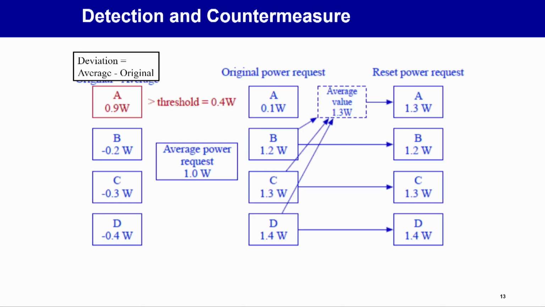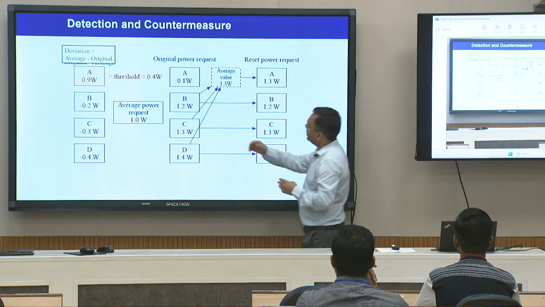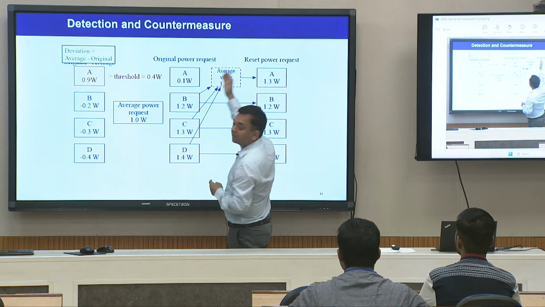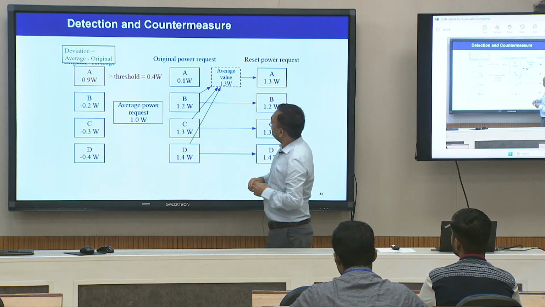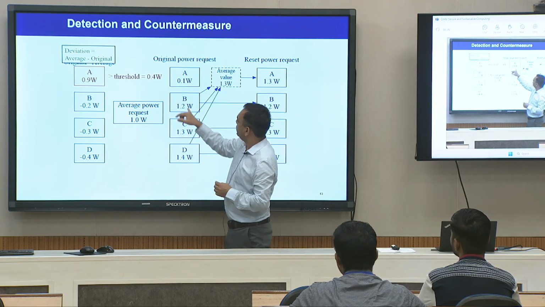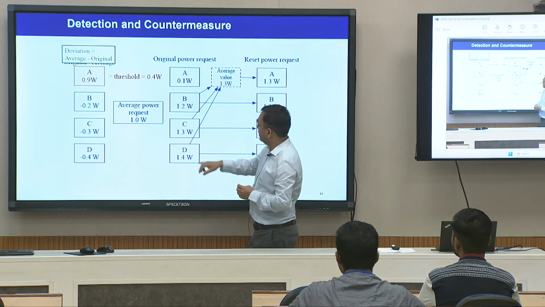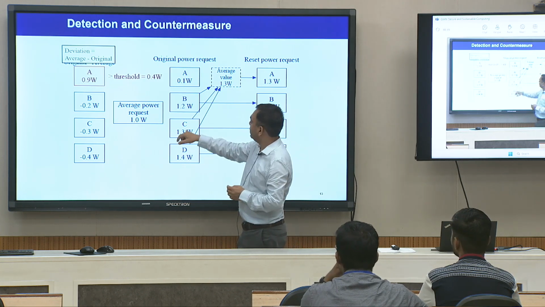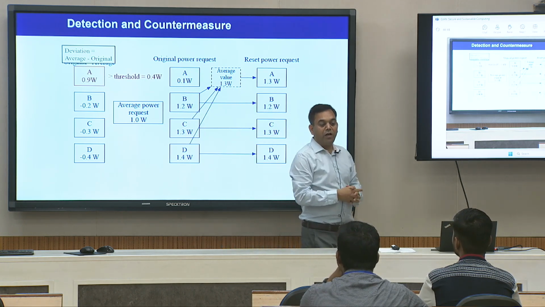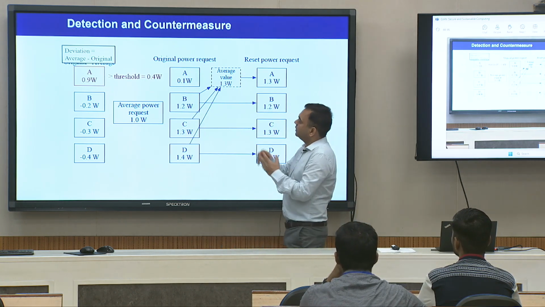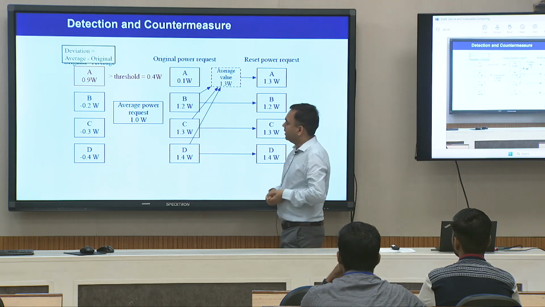Okay, so how can that be detected? If you want to really stop it, it has to be detected. At the moment, do not look at this part, just look at the left-hand side. Let's say you had these 4 cores, A, B, C, D. This one requested 1.4 watt, this one 1.3, this one 1.2, this one requested 0.1. So this is one approach to how you can detect it.